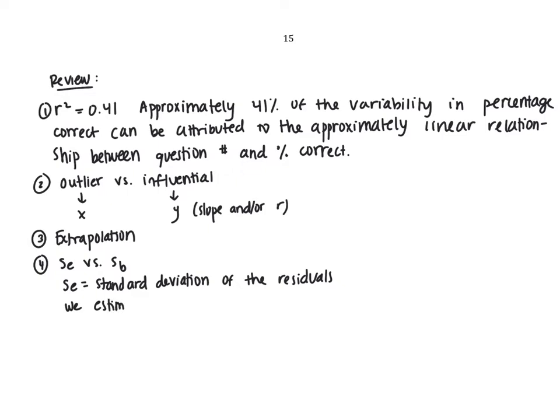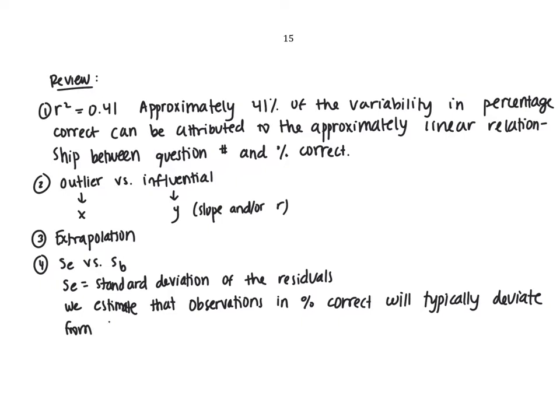So here would be the interpretation. We estimate that observations in percent correct will typically deviate from the regression line by 11.62 percentage points. So it's the average deviation in the y direction. Again, has nothing to do with x, only y.